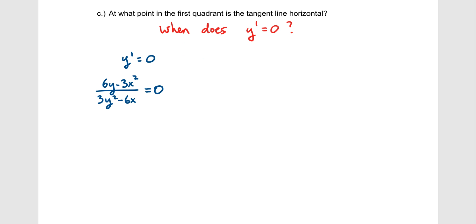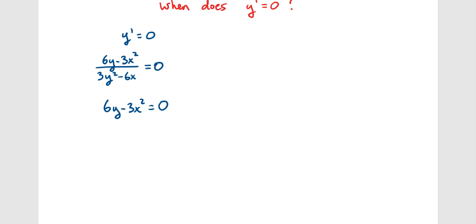A little bit easier than it looks, because if we cross multiply, if we multiply this denominator to the right, it's going to equal 0. So the only way this whole thing equals 0 is if the numerator equals 0. And for this numerator to equal 0, we solve this for y. We can add 3x squared to the right, divide both sides by 6. 3 divided by 6 is 1/2. So that gives us x squared divided by 2.